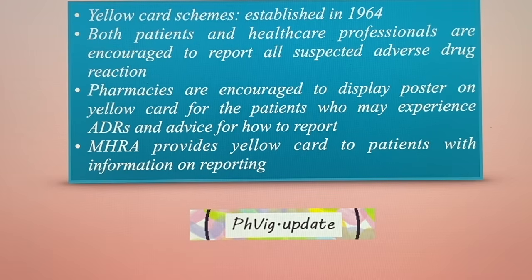The Yellow Card Scheme supports signal detection, post-marketing safety monitoring, and public health protection. MHRA communicates safety updates through drug safety updates, alerts, and public advisories. In conclusion, MHRA ensures drug safety in the UK supported by the Yellow Card Scheme.